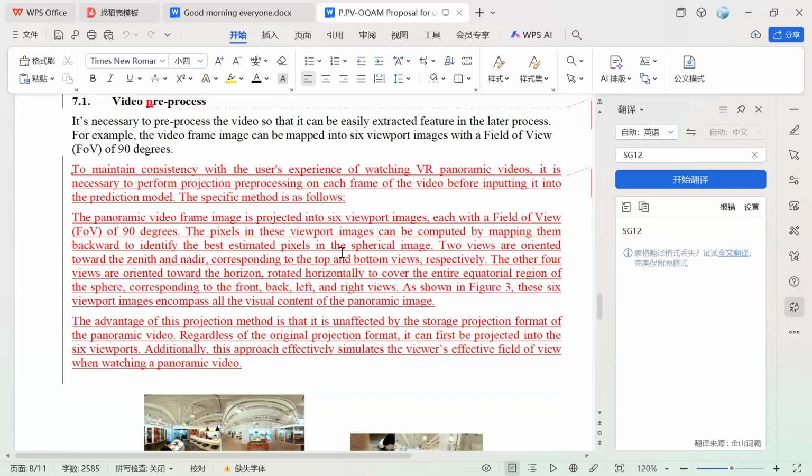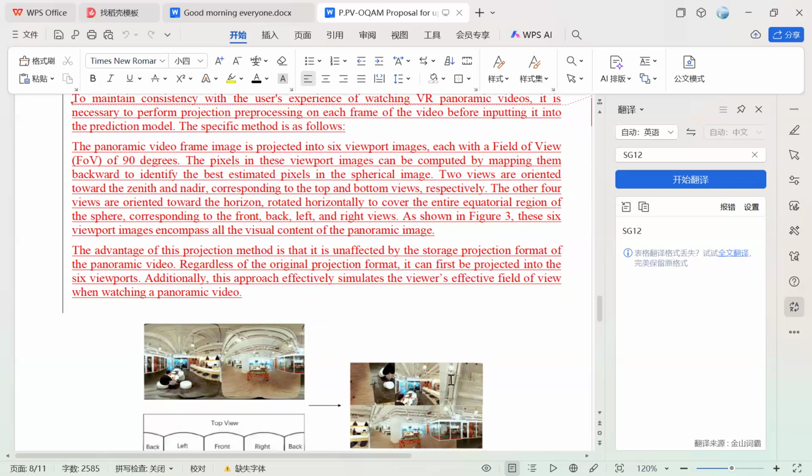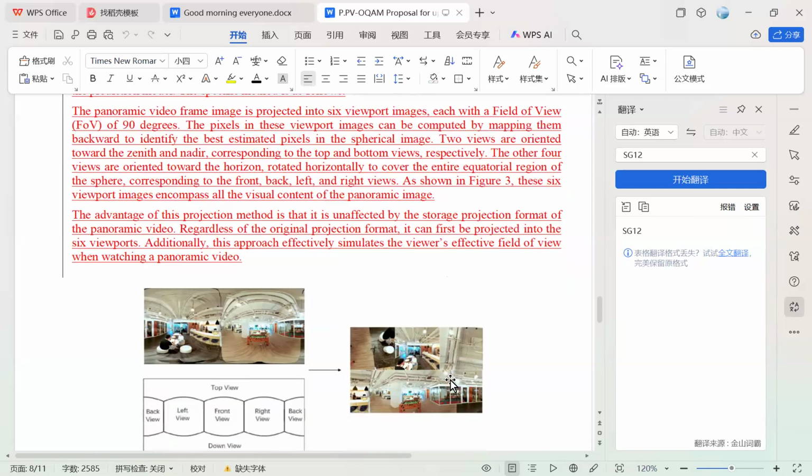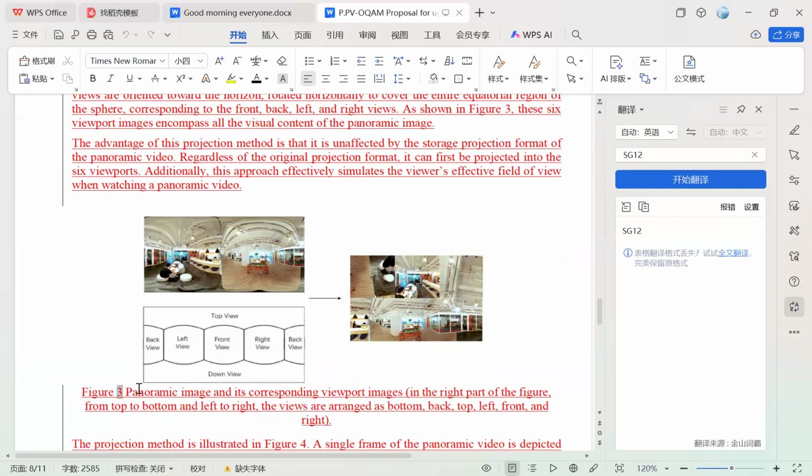Frame imagery is projected into 6 viewpoint images. Two of the viewpoints are rotated towards zenith and nadir, corresponding to the top and the bottom view, and the other 4 views are rotated towards the horizon, rotated horizontally to cover the entire circumferential region of the sphere, corresponding to the front, back, left, and right views. As you can see in figure 3, these are the 6 viewpoint images that can cover the view content of the panoramic image.